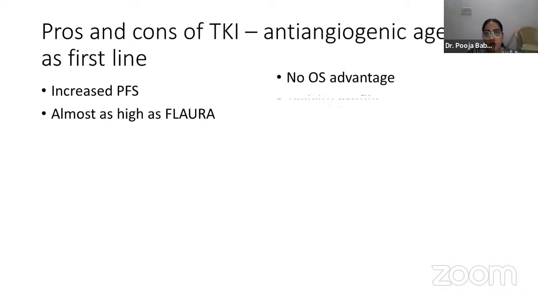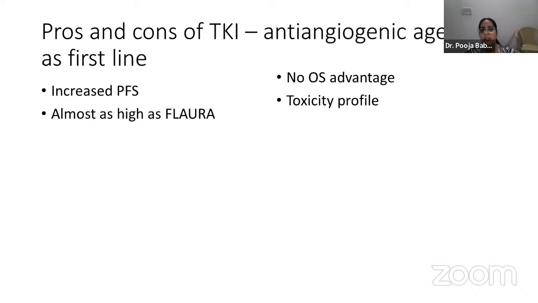Now, what are the pros and cons of TKI plus anti-angiogenic therapy? So for stage 4 lung cancer, when we have an oral option, convincing a patient for an anti-angiogenic therapy is quite a challenge. The additional cost plus the IV injectable plus the additional toxicity of anti-angiogenic therapy, and calling a patient every 2 weeks is a challenge. Definitely an impressive result, with increased progression-free survival almost as high as FLAURA, but again with no OS advantage and with the usual toxicity profile of an anti-angiogenic.